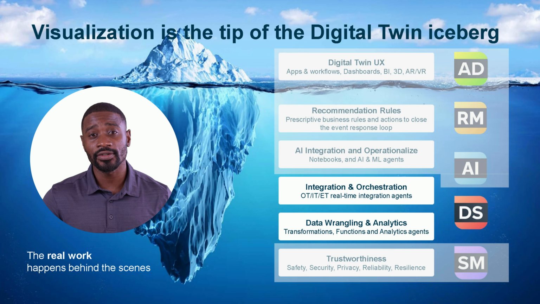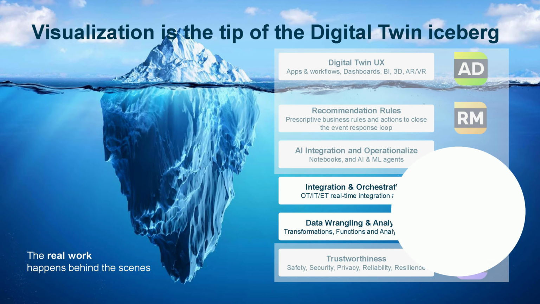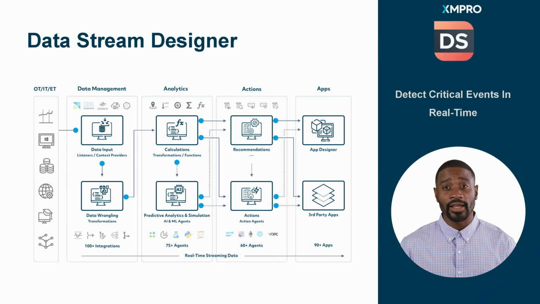When building intelligent business operations solutions, it's easy to focus solely on the user interface. However, this overlooks the crucial components that power and drive the solution behind the scenes. Data streams, stream hosts, and collections are the hidden yet essential elements of XMPro, ensuring your intelligent operations solutions are robust and scalable.